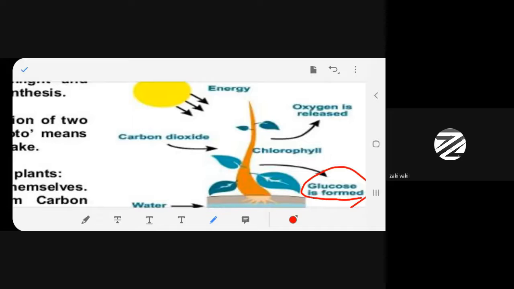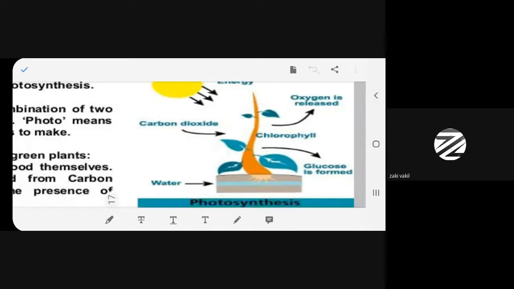The food is made. So this is food, right? And glucose is synthesized from a carbohydrate. Exactly. It's the simplest sugar. And what is released, beta? What is released? Oxygen. Oxygen is O2, released. So this is your photosynthesis.